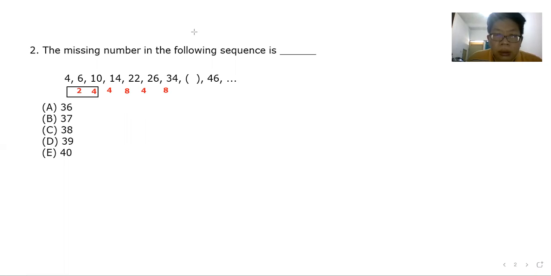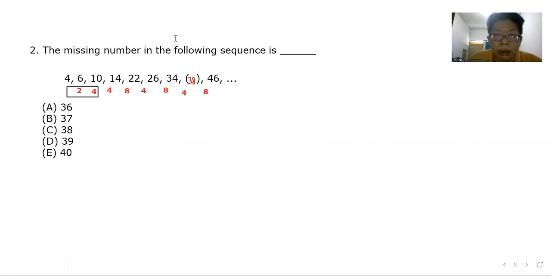So I can conclude that the next number has a difference of another 4. 34 plus 4 is 38. Let's check whether the pattern holds. After 38, we add another 8. 38 plus 8 is 46. So the pattern holds if we dismiss the first two numbers in this sequence.